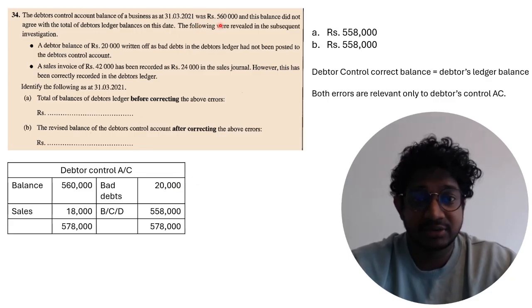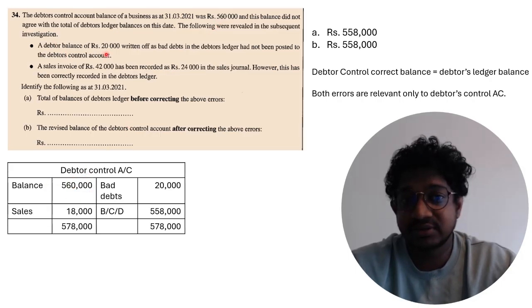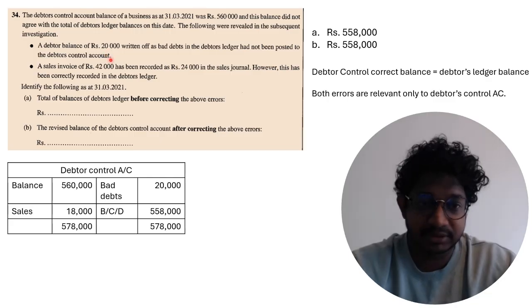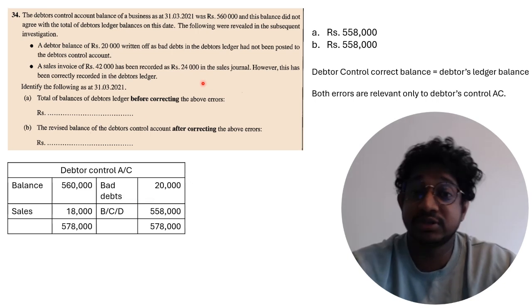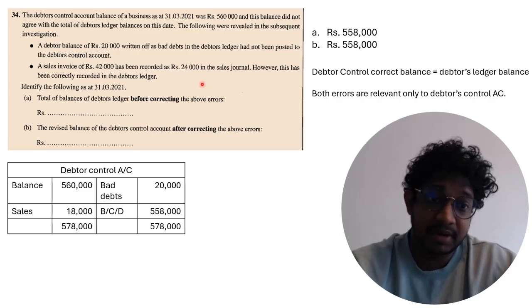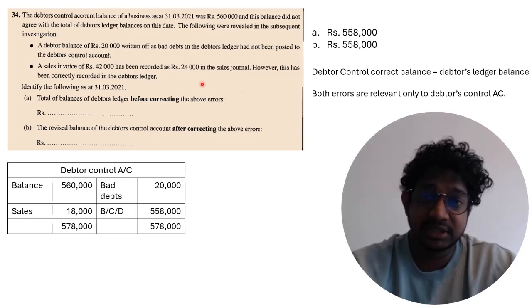So your control account given balance is 560,000. That is opening debit balance. And the debtor balance of 20,000 written off as bad debts. So it is an expense. So debtors control account credit bad debts 20,000. And sales invoice 42,000 has been recorded as 24,000 in the sales journal. But this is correctly recorded in the debtors ledger.